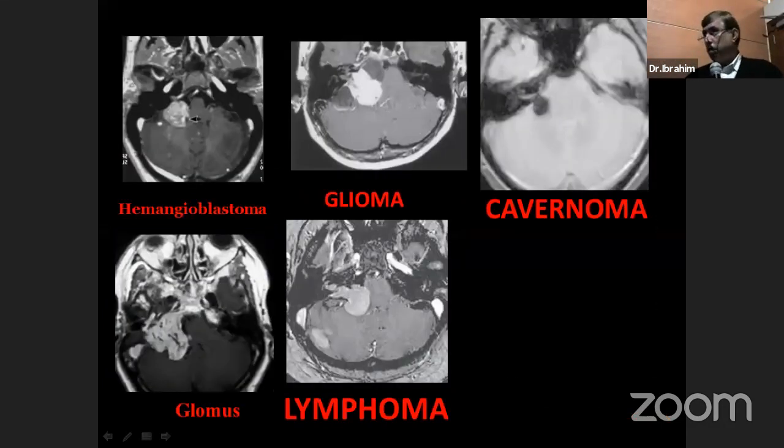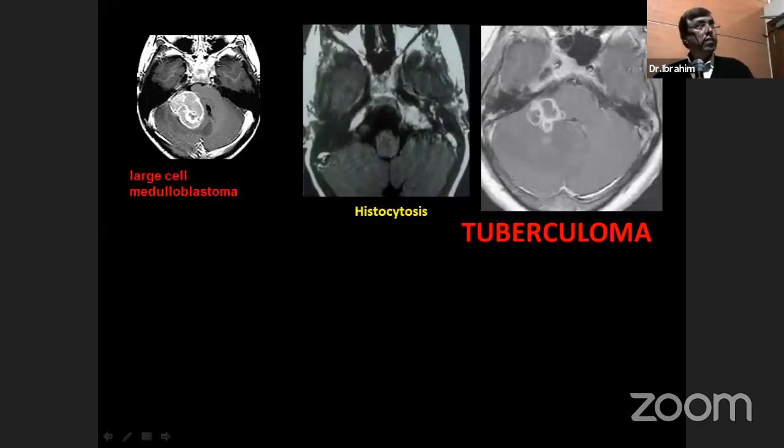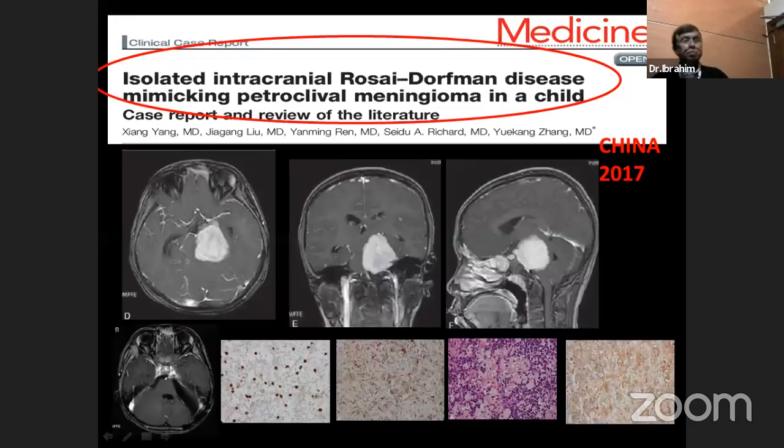So it's the last question. Can I just finish this, please? I will take your question. Lymphoma, look at this, it looks very much like retroclival meningioma. Medulloblastoma, histiocytosis, tuberculoma. And look at this paper, a beautiful paper, Rosai-Dorfman disease. It looks like retroclival meningioma, yet it was not.